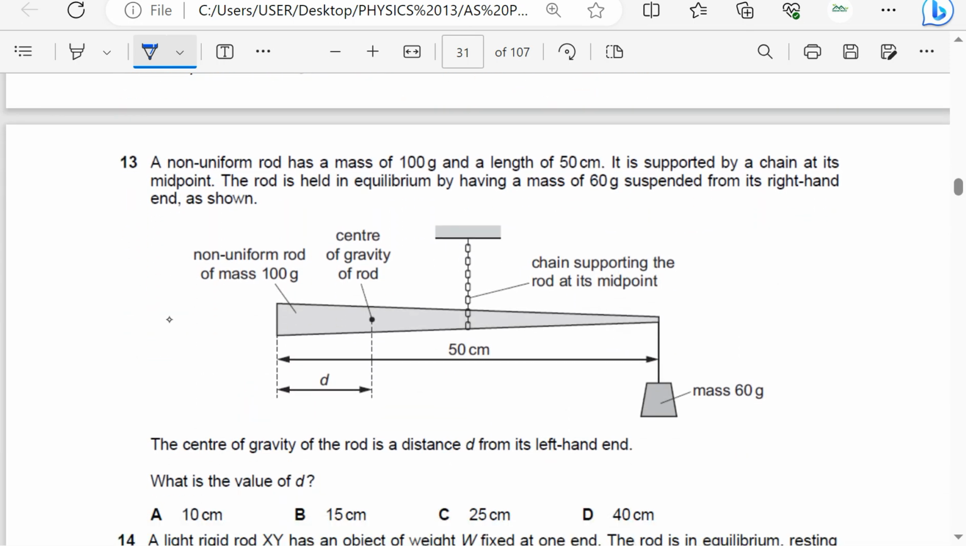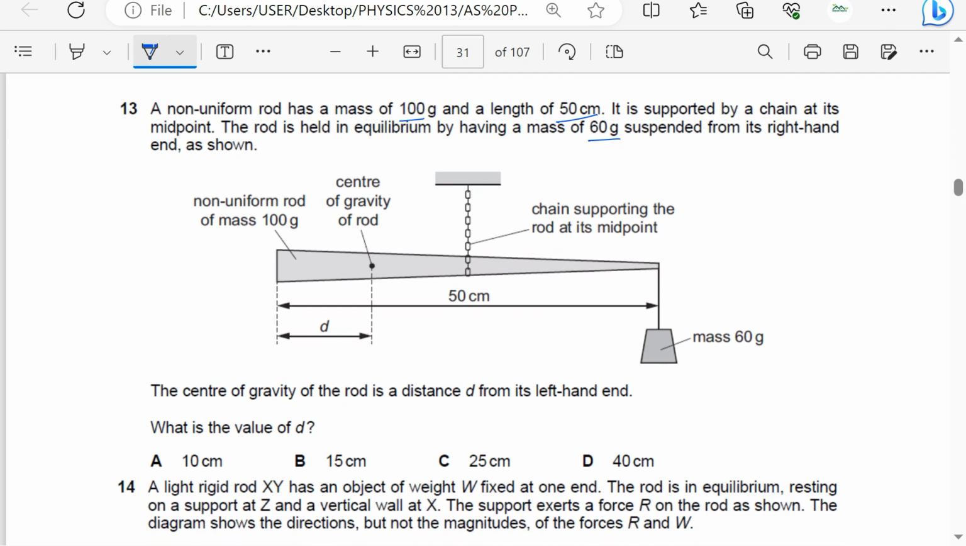A non-uniform rod has a mass of 100 grams and a length of 50 centimeters. It is supported by a chain at its midpoint. The rod is held in equilibrium by having a mass of 60 grams suspended from its right hand end as shown. The center of gravity of the rod is a distance d from its left end.